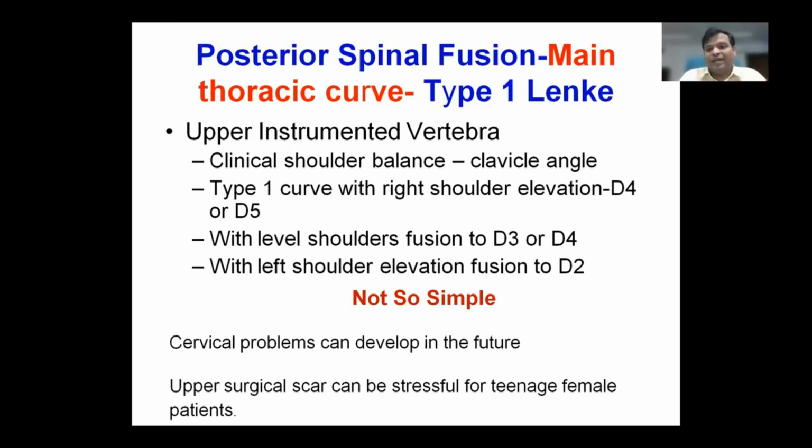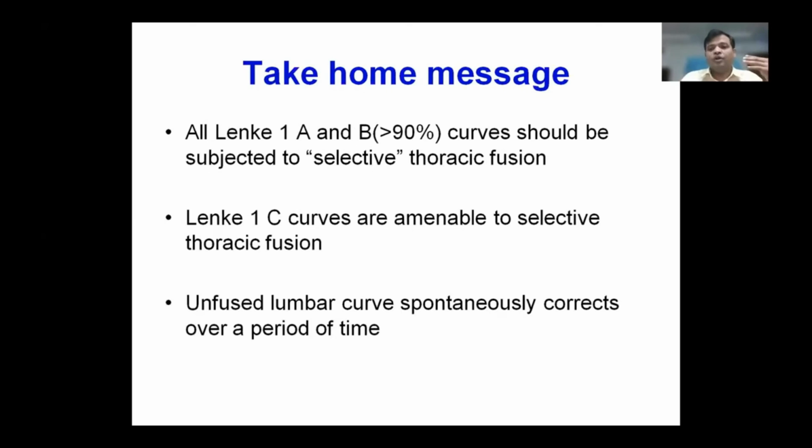Coming to the upper instrumented vertebra in Lenke type 1 curves, you have to look at the shoulder balance. In a right curve, if the right shoulder is high, you can safely go to D4 or D5. If the shoulders are level, you have to go to D3. If the left shoulder is higher compared to the right shoulder in a right thoracic curve, you have to go to D2. So, in a nutshell, most of the Lenke type 1A, 1B curves are amenable to selective thoracic fusion.